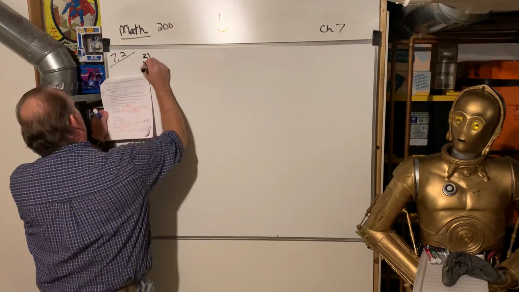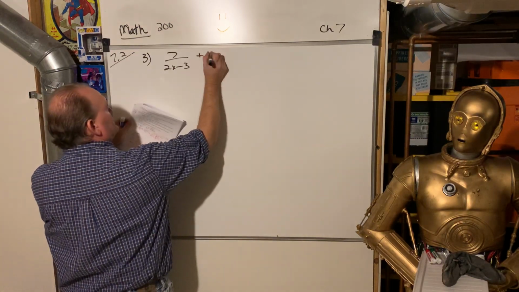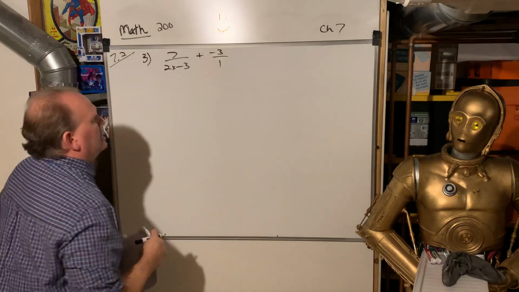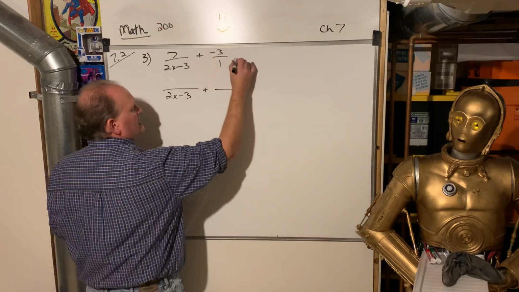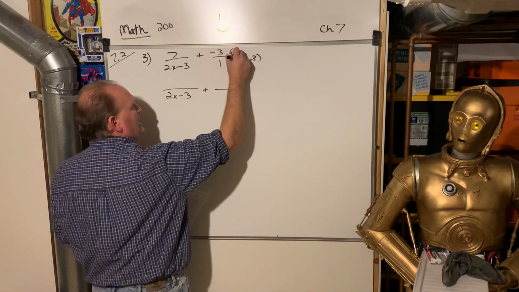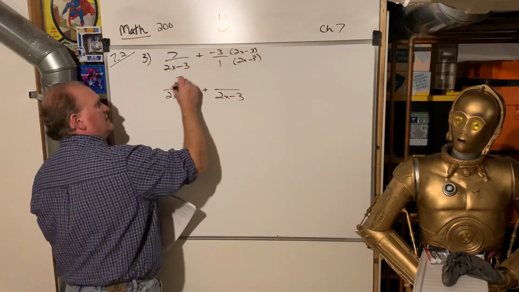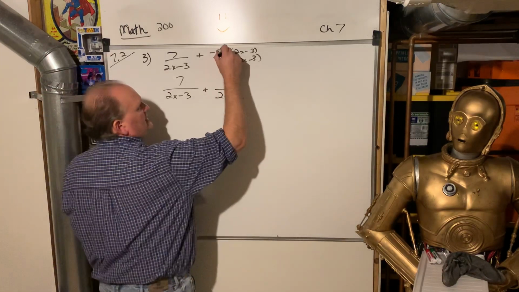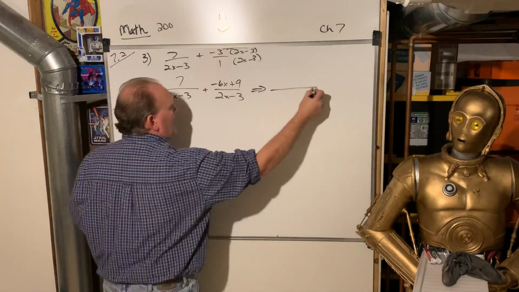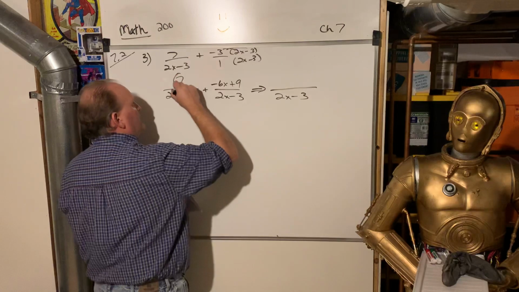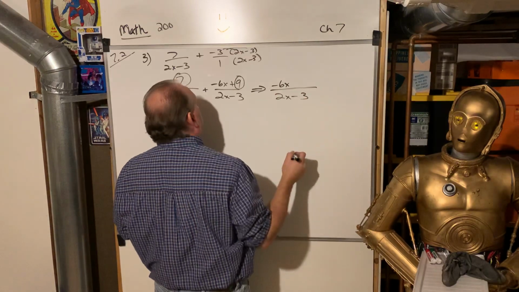It is 7 over 2x minus 3 minus 3, so we're going to say plus negative 3 over 1. Common denominator between this and 1 is going to be the 2x minus 3. So that means I want to multiply the bottom by 2x minus 3 and the top by 2x minus 3. So here, it's already 2x minus 3. So I just bring the 7 down. Here, we take the negative 3 times both of those, negative 6x plus 9. And now we combine like terms. So the 7 and the 9 can go together. Negative 6x plus 16.